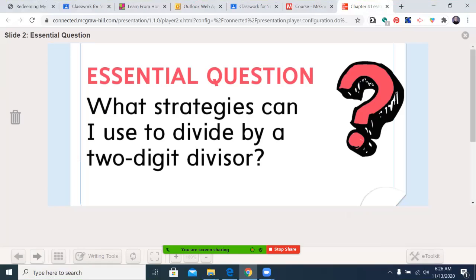All right, we'll begin with our essential question. Our essential question in chapter 4 is, what strategies can I use to divide by a two-digit divisor? Most of these are going to be related to where do I place my first digit, as all of the other elements of the standard algorithm, divide, multiply, subtract, check, and bring down, are the same.